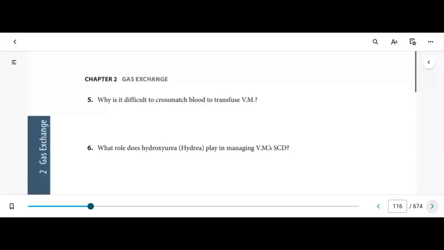Number 5, it's difficult to type and cross them because they can get a bunch of antibodies. When you get lots of transfusions, it just becomes more and more difficult to match because you get all these potential reactions. And so it just takes a while to make sure that the blood these patients are getting doesn't have any of those things that are going to get triggered. Okay. We could skip number 6.